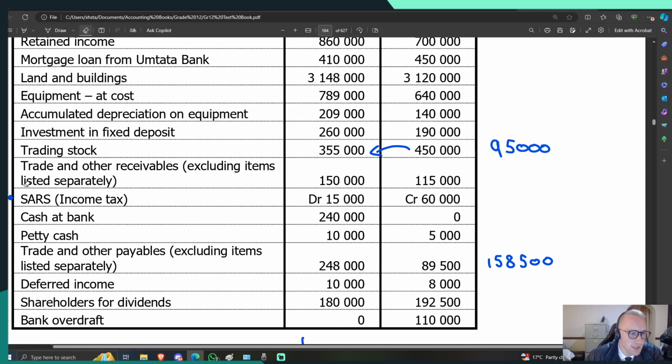We're looking for trade and other receivables. SARS income tax can be trade and other receivables if SARS owes us. But SARS is listed separately because we are going to use that for income tax paid later in the cash flow statement. So all we need is this figure, 115,000 to 150,000. Oh, sorry. What am I doing? I'm just not focusing. What are we doing next? Increase, decrease in debtors, which is trade and other receivables.